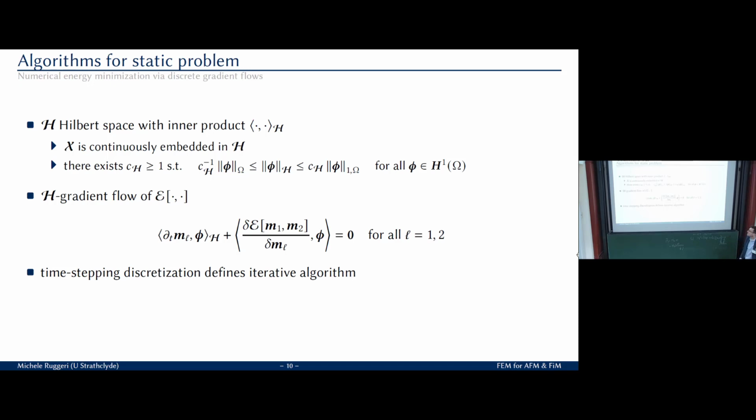And as I said, I will obtain an iterative algorithm from a time-stepping discretization of this equation, where the spatial discretization will be based on finite elements. Okay? I'm not claiming that I am able to compute minimizers with this approach, but I'm claiming that I'm able to compute stationary points with low energy, because the energy will be decreased, so I can hope to get something that possibly is a minimizer. Okay?